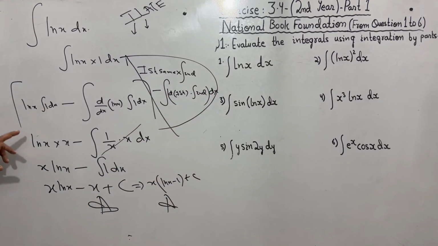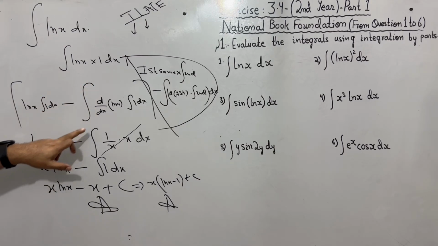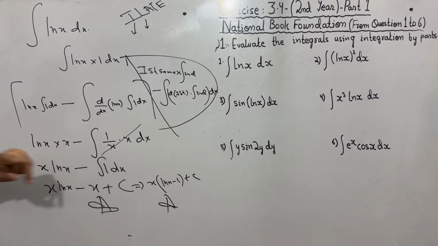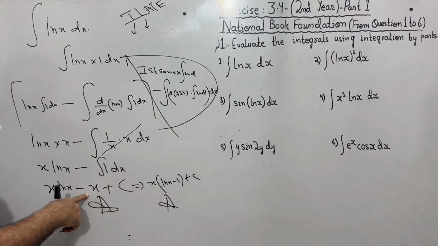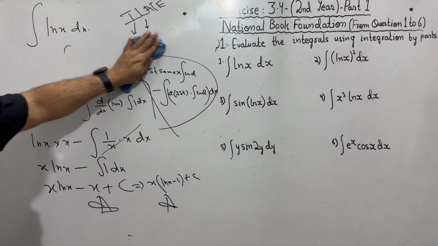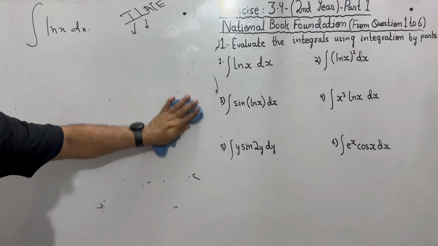Ln x, integration of second, that is x. Differentiation of first, ln x derivative is 1 over x. This is x. x neutralized. Still there is integration of 1 dx. Its integration is x. So the result is x ln x minus x. It's really very simple.